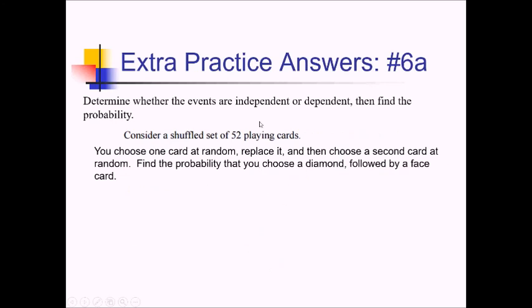For this problem, I need to figure out whether the events are independent or dependent and then find the probability. For both of these problems, we have a shuffled set of 52 playing cards. In the first part of this question, we're choosing a card at random, replacing it, and then making another selection from that deck. So before we talk about the probability, is this independent or dependent?